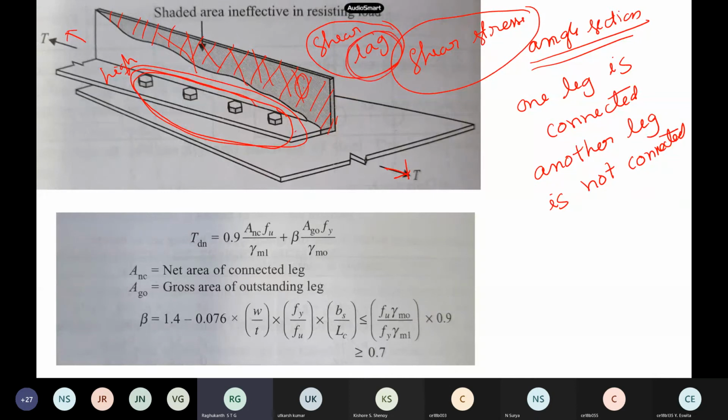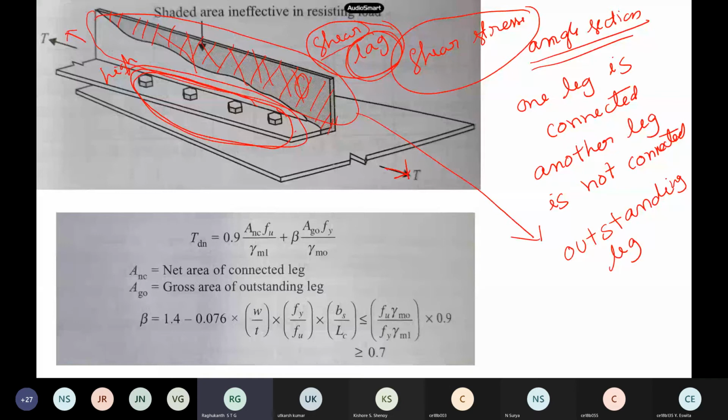Lag means you are lagging behind. So the stresses in this region are getting lagged below this one, and we call this a shear lag. Sometimes this unconnected portion we also call the outstanding leg. Generally outstanding means something different, but in steel design, outstanding means the leg which is not connected. And in this outstanding leg we will have this shear lag pattern.